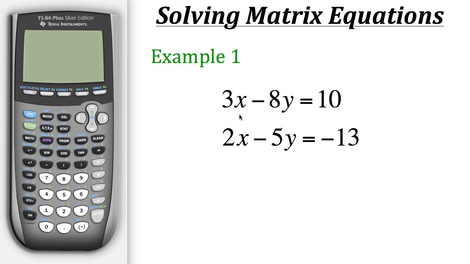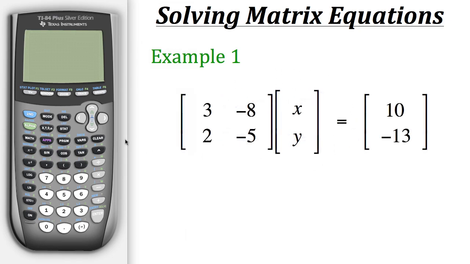So here we have a system of two linear equations. 3x minus 8y equals 10, and 2x minus 5y equals negative 13. Now one thing we could do is convert this system into a matrix equation. So to do that, we'll take the matrix of the coefficients times the matrix of the variables, with the resulting constants on the right side of the equation.